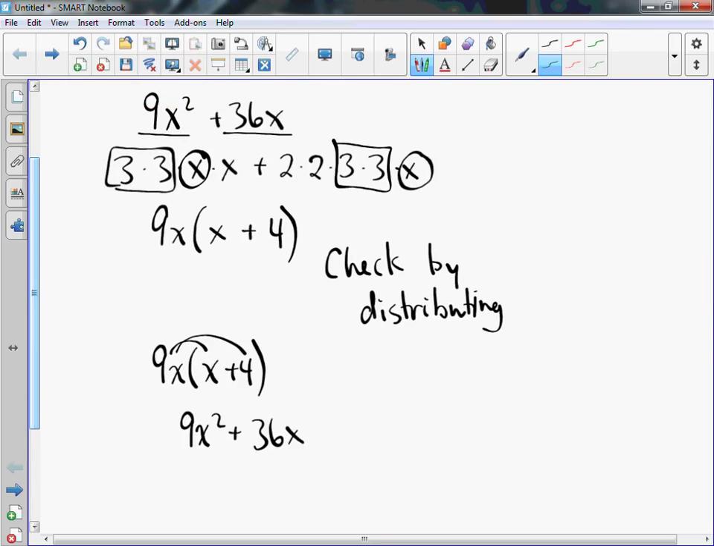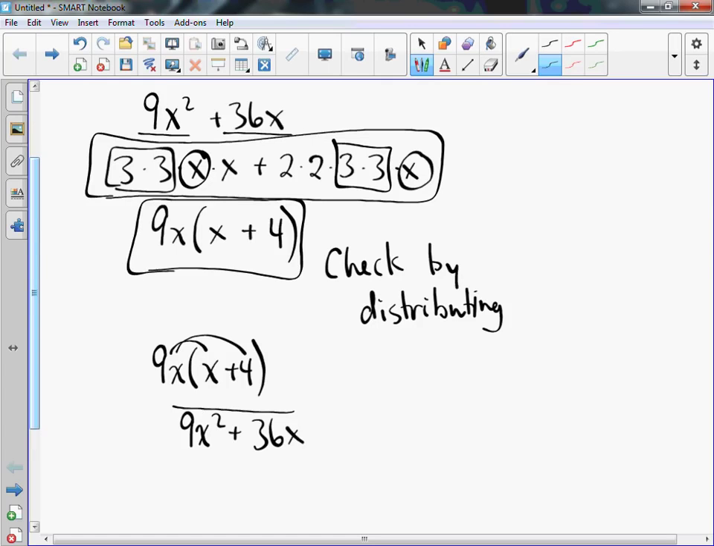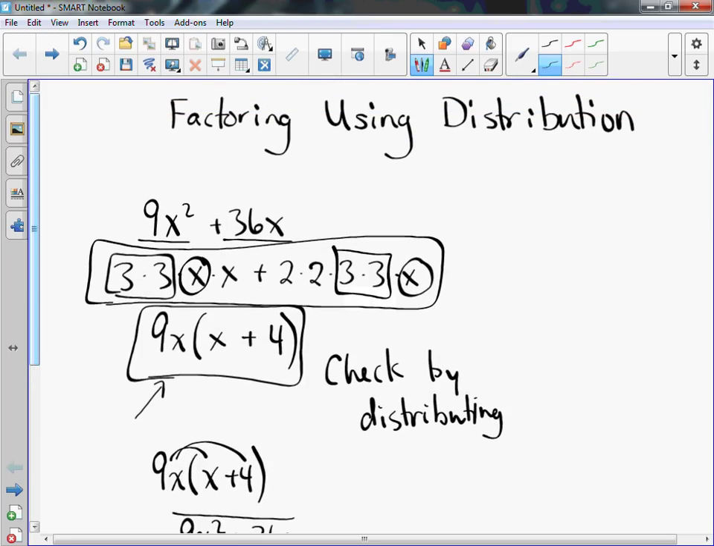Now, we should be able to cut out this middle section and figure that out on the fly. If we can't, then that's fine as well. This is our answer here: 9x parentheses x plus 4. So those are the two factors of 9x squared plus 36x.